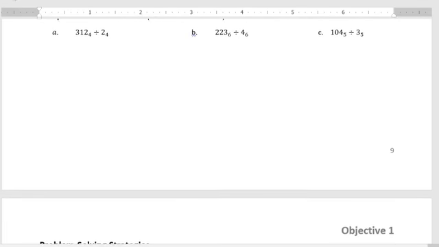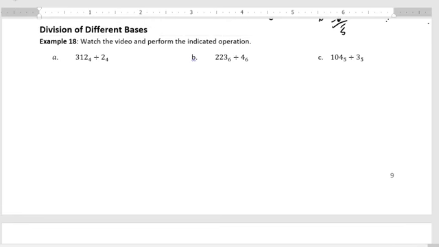Let's try division of different bases. So to divide, we can create a table of values. So we're going to be looking at this number.